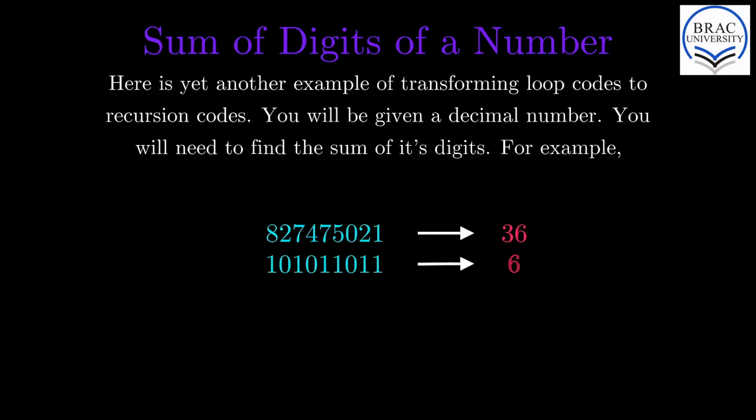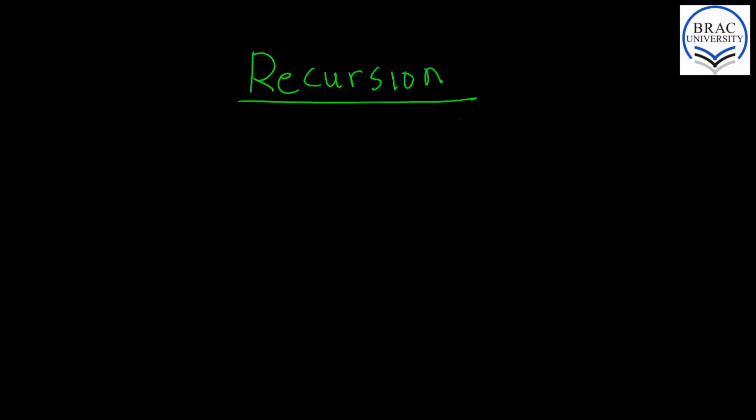Okay, suppose you are given a decimal number, and you will sum the digits and output the sum of digits. We know that we can easily solve this problem without recursion, but now we will see how we can do this using recursion. So, 5 4 0 1 2, we want to determine the sum of its digits.